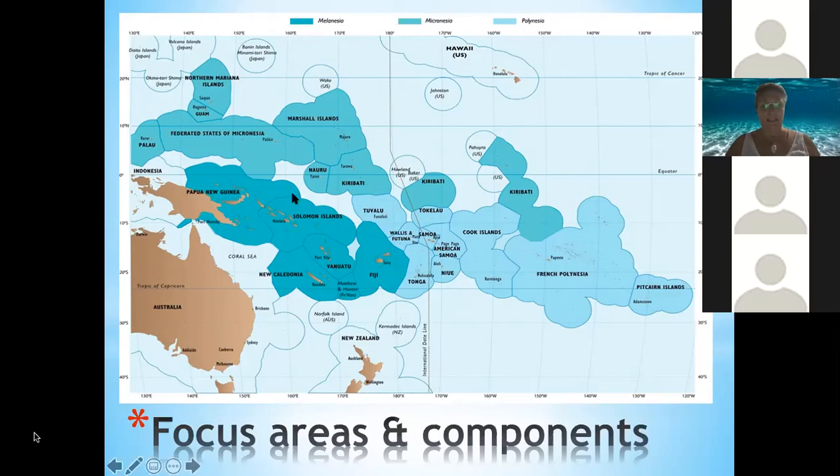And as you can see, again, very small land areas and very large ocean areas. So what happens in the ocean is critically important for almost everything that these governments and communities do. Next slide, please.